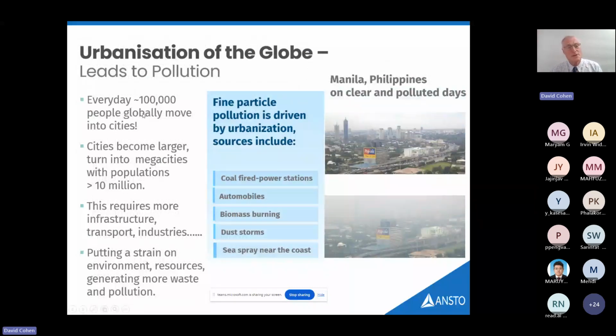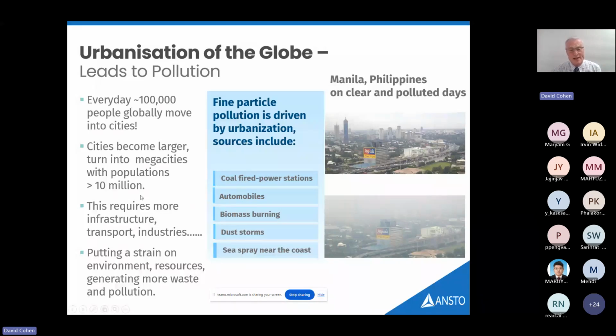Just to continue with this urbanization leading to pollution, every day 100,000 people globally move into cities, and we have more and more megacities, and a lot of these megacities are in Asia. And this whole business of urbanization requires larger infrastructure, more transport, more industry, and it's putting a big strain on the environment and the resources and generating much more pollution.